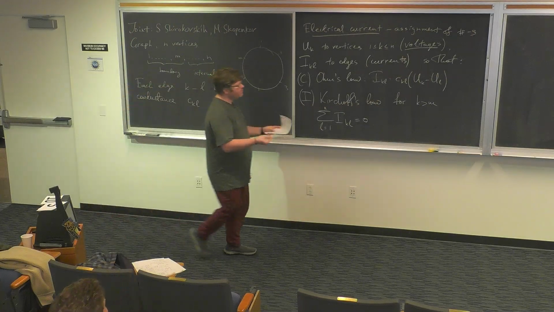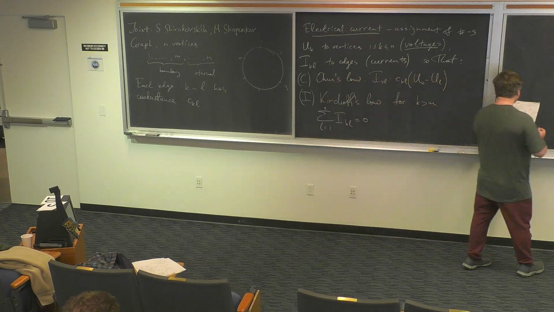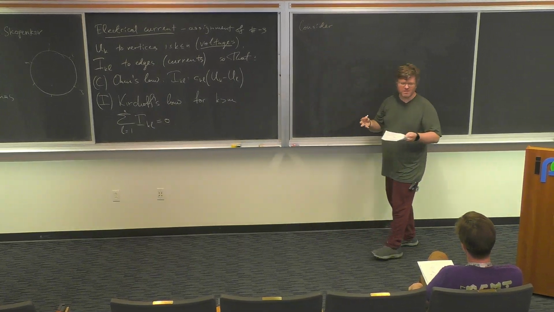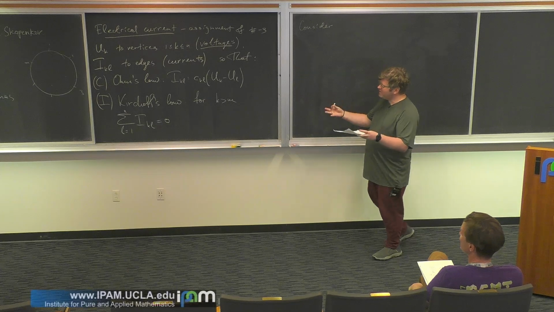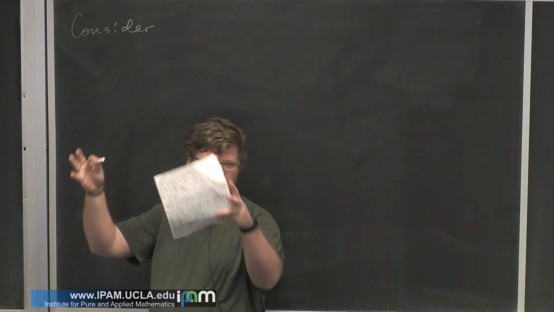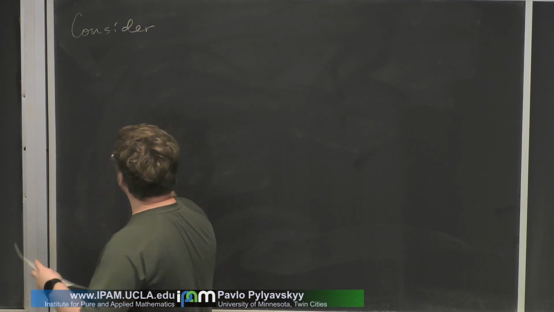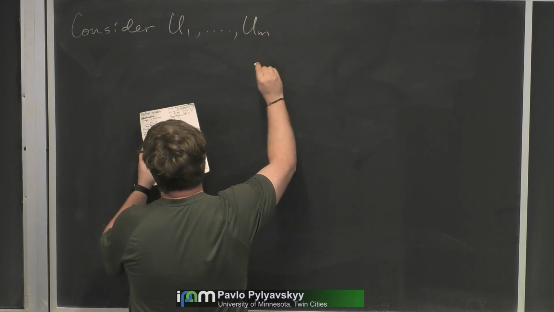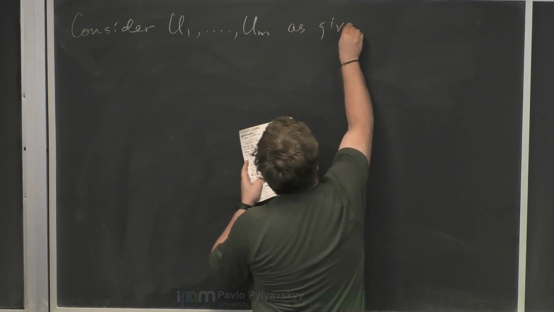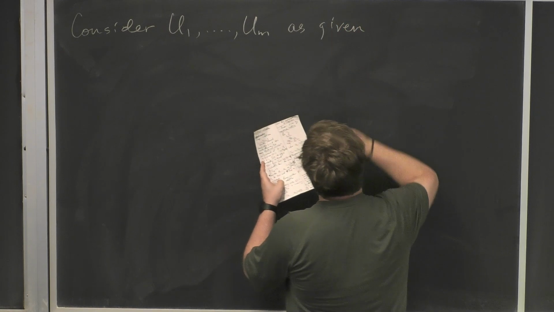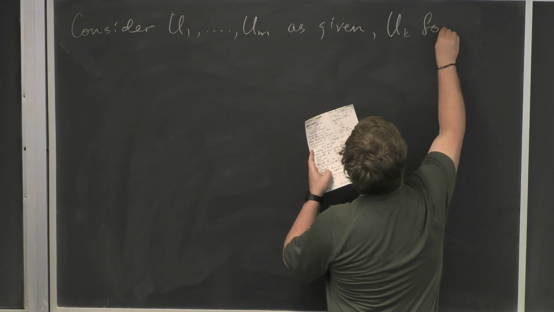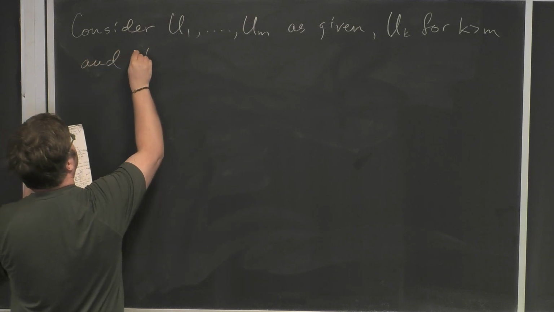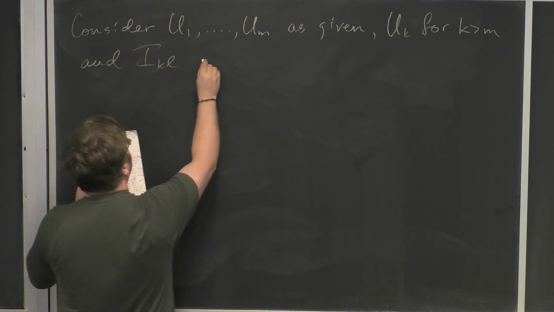And the way we will play this game usually is that we consider potentials at the boundary vertices as given. Somebody tells us the conductances, and somebody tells us voltages at the boundary, and then everything else comes from it. So consider U_1 through U_M as given, and we consider U_K for internal K and all the currents I_KL as unknown.